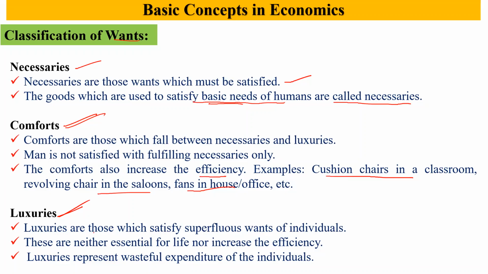And next is luxury. Luxuries are those which satisfy the superfluous wants of an individual. That is, they give a luxurious feeling. These are neither essential for life nor do they increase efficiency. They represent wasteful expenditure of individuals. But production of luxury goods gives higher income, or gives rise to new industry. Likewise, employment increases. Production is profitable, but for an individual it is wasteful expenditure.